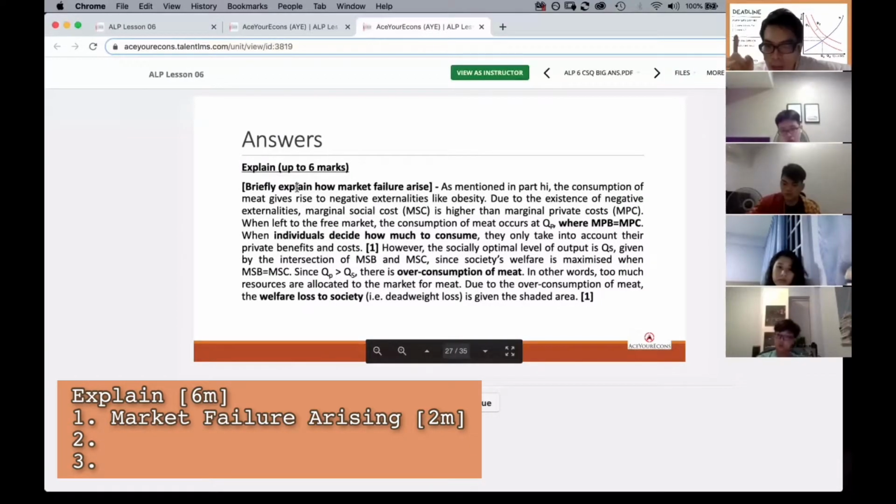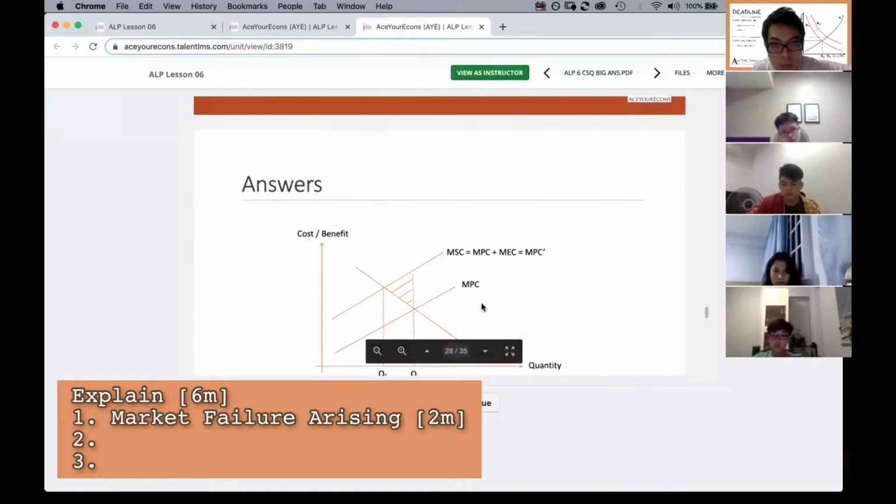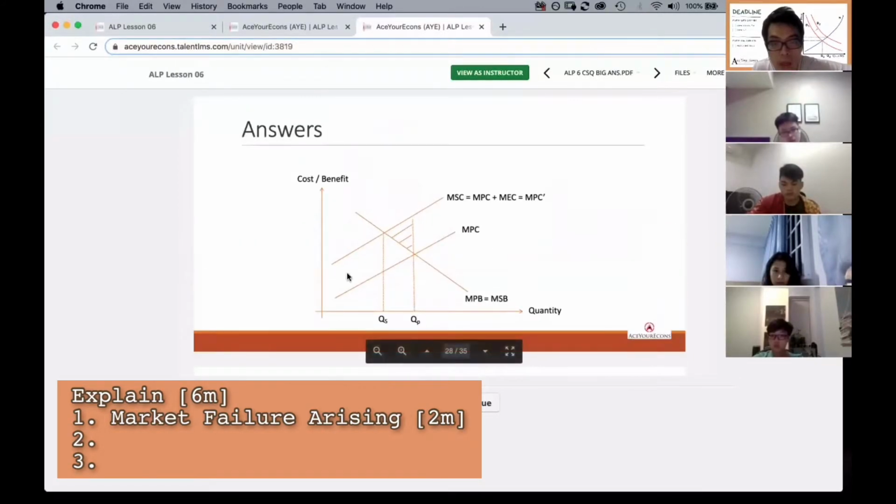The next mark that I'm looking out for is overconsumption of meat. With the presence of the external costs, this will lead to a divergence between your MSC and your MPC, and this will lead to overconsumption and welfare loss to the society. So I'm looking out for this diagram.